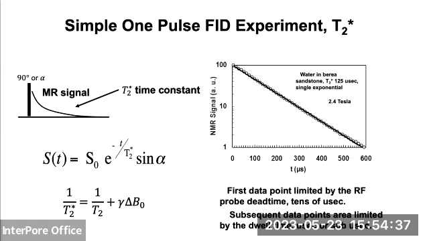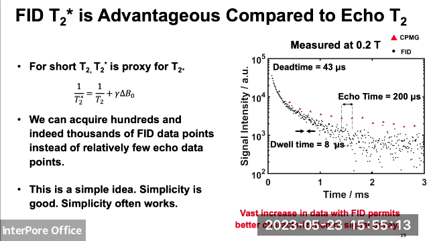And the advantage of this approach is that the first data point that we would attempt to acquire is not limited by the echo time, it's limited by the dead time of the radio frequency probe, which is probably going to be a few tens of microseconds. Subsequent data points would have an interval, which is the sampling interval in magnetic resonance called the dwell time. And this is going to be microseconds and can easily be less than that. So we're automatically going to have much more data defining the T2 dimension, or now the T2 star dimension. So we can acquire hundreds or even thousands of these FID data points instead of two or three echoes.